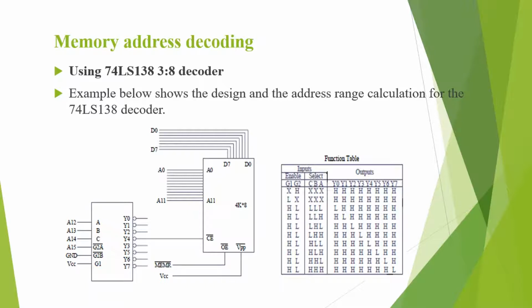combination CBA is 0, that is LLL, then the output Y0 will be activated. And if the combination of CBA is LHH, that is 0, 1, 1, then the output Y3 will be activated. In this way, one of the addresses will be decoded.